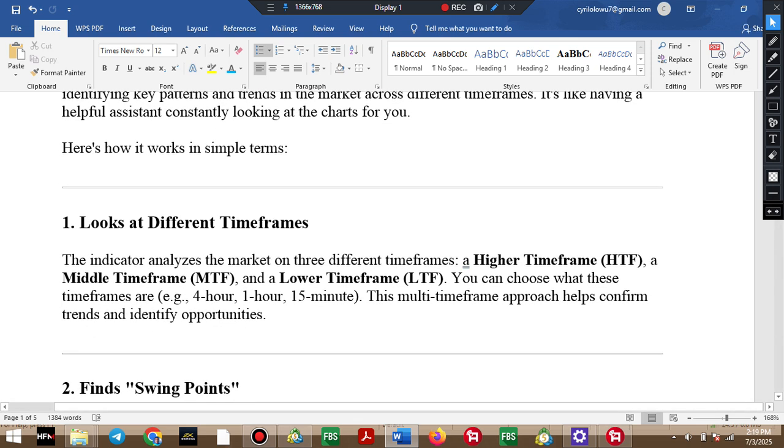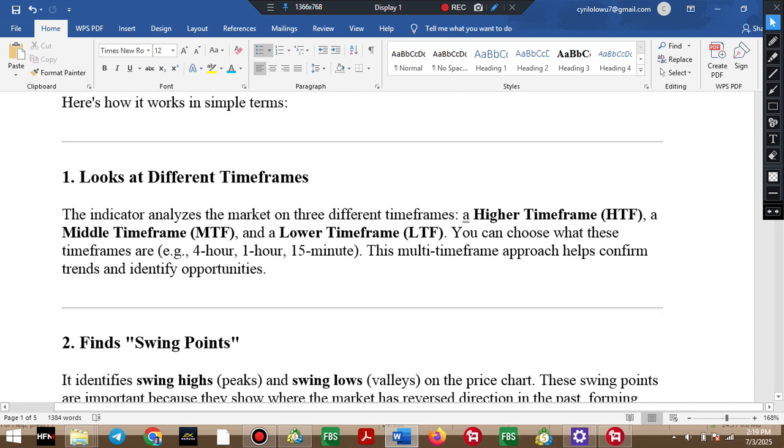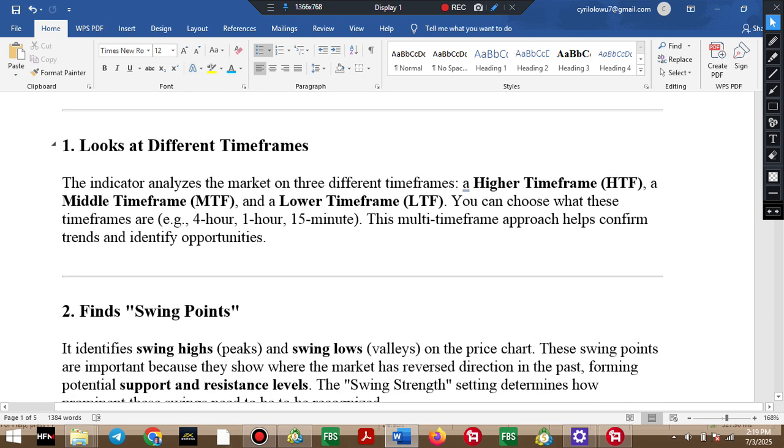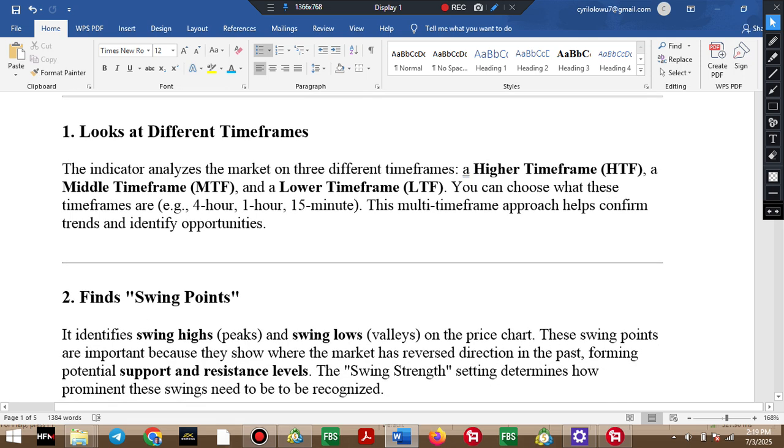So here's how it works in simple terms. 1. It looks at different time frames. Like I said earlier on, the indicator analyzes the market on 3 different time frames. That is at least 3 different time frames: a higher time frame, a middle time frame, and then a lower time frame. You can choose what these time frames are. That means when I show you the software, you can easily choose any of the time frames you prefer.